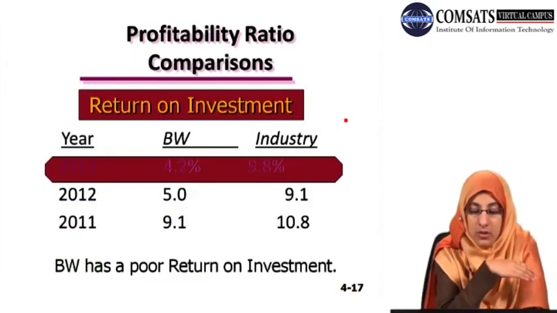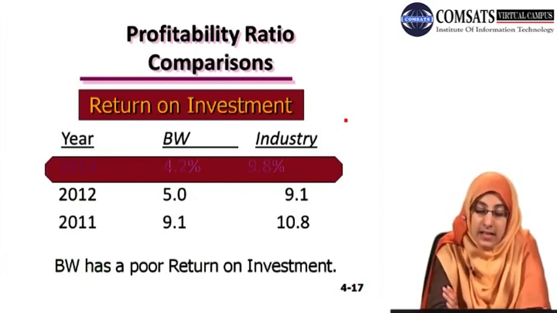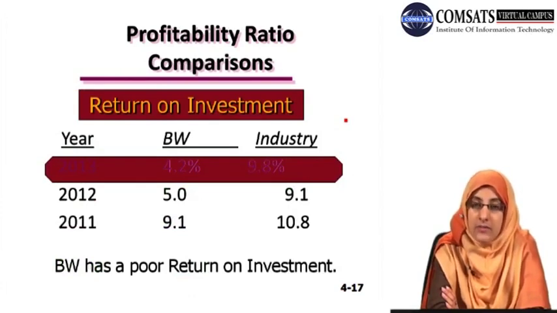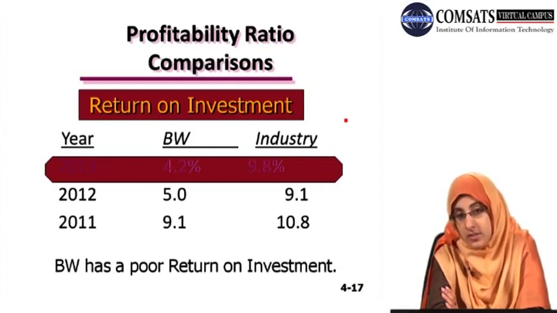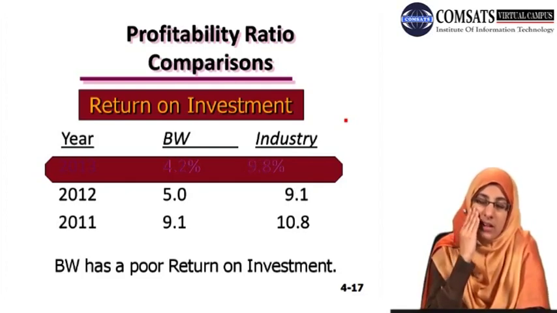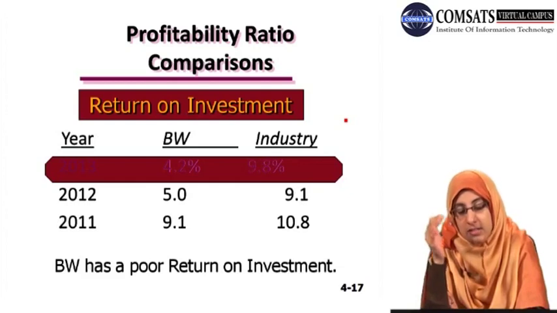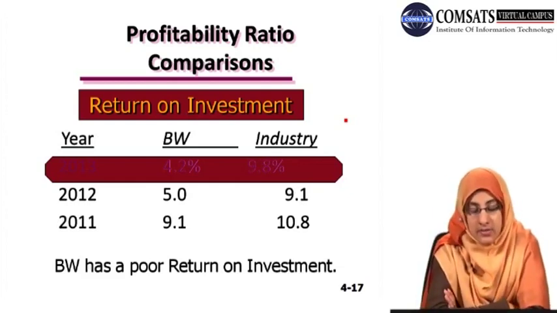Now if we compare it over the years and with the industry, we can see that from 2011 to 12 and 13, we have 9.1, 5.0, and 4.2% respectively. That is a decreasing trend, and that is a bad sign for the company, as the profitability is decreasing. Now if we compare it with the industry, it is 10.8, 9.1 and 9.8%. On average it is equal: it decreases and then it increases in the industry.